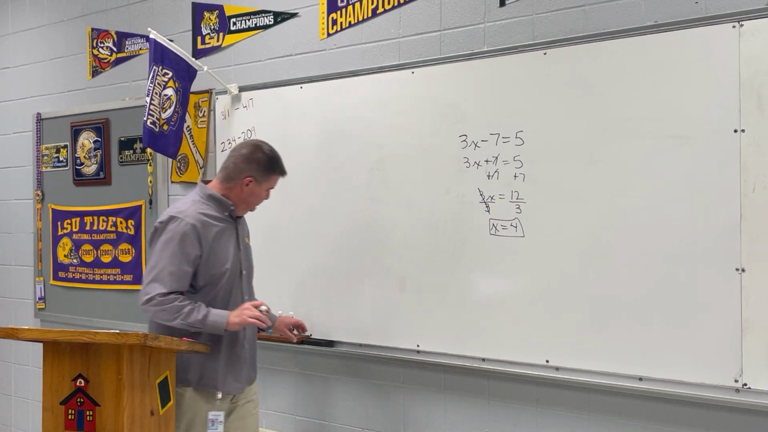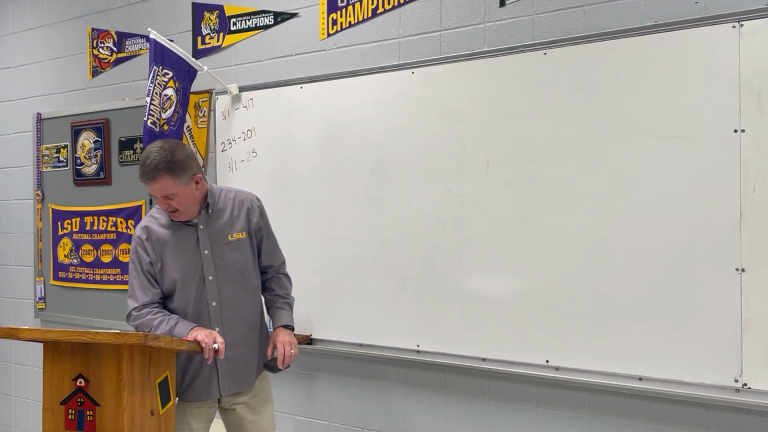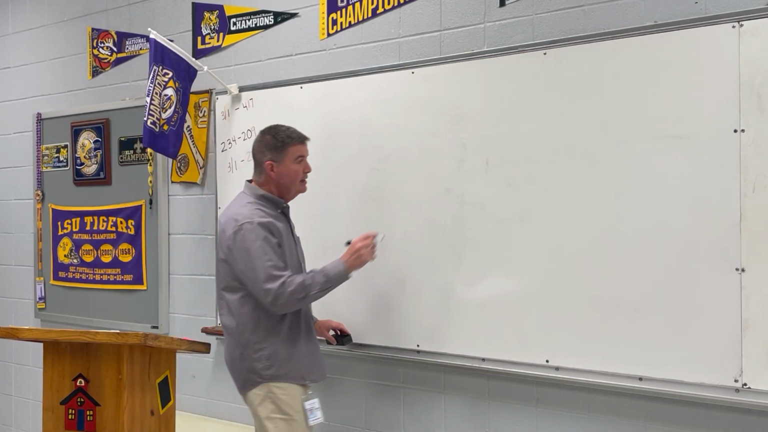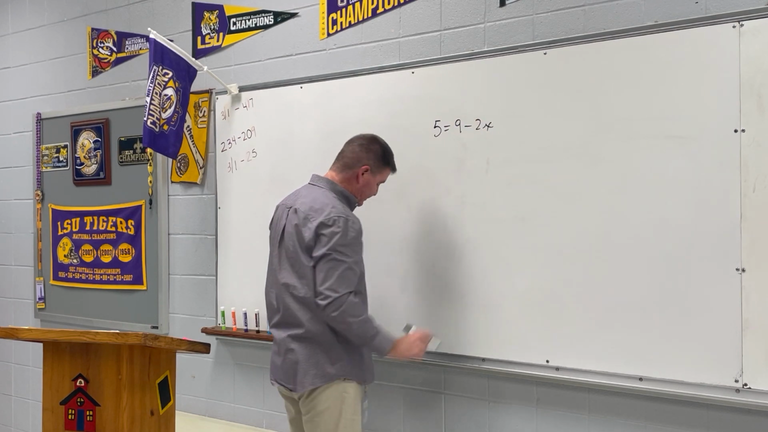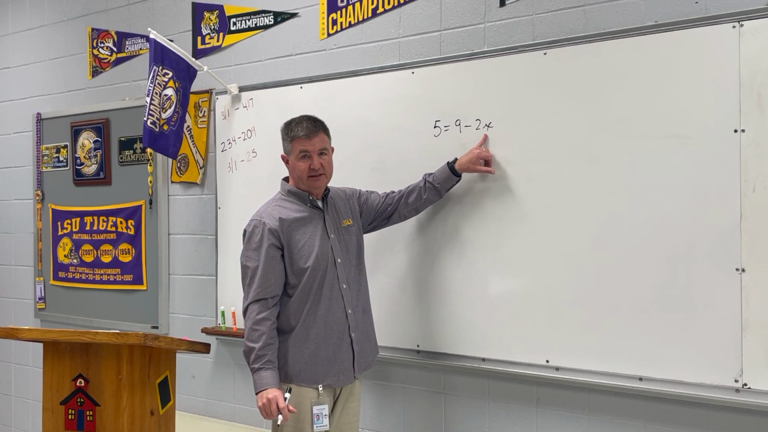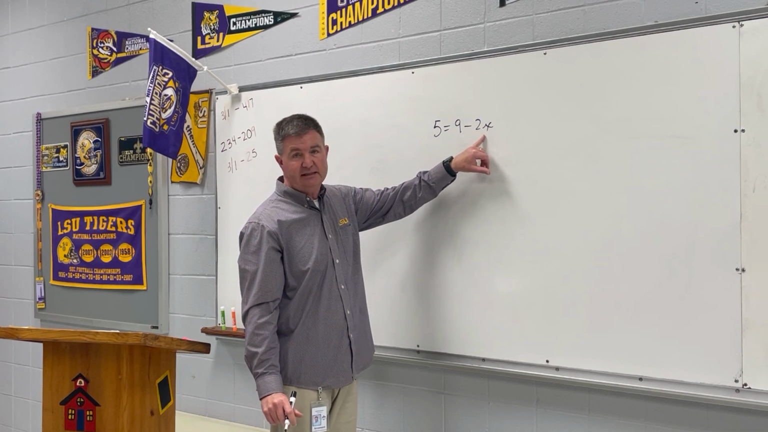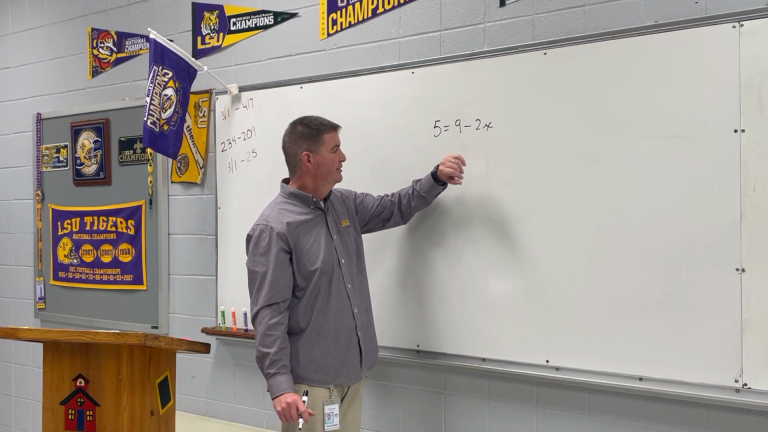Example number 2. We have 5 equals 9 minus 2x. In this one, the x is on the right. But as we discussed in the last video, it does not matter if the x is on the right or the left, because x equals a number or a number equals x is the same thing.